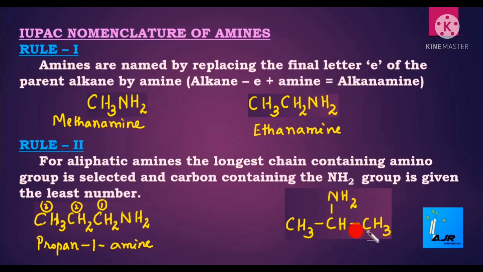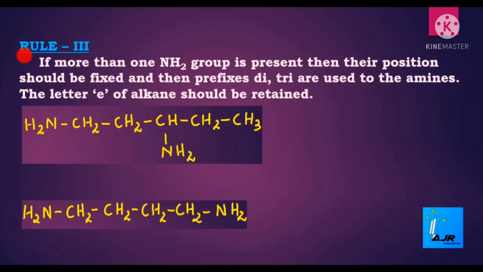Okay, now check this compound. See, the amino group is present in the second carbon, is it not? Now number this carbon 1. And this is 2 and this is 3, is it not? How will you name this compound? Here also 3 carbon atoms. So propane, is it not? Propan-2-amine. Understood? So this is the name of the compound. Understood, students? Now see the third rule.